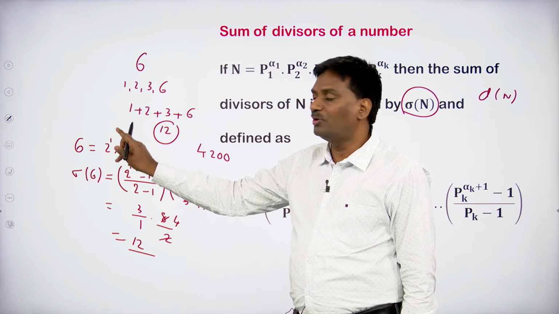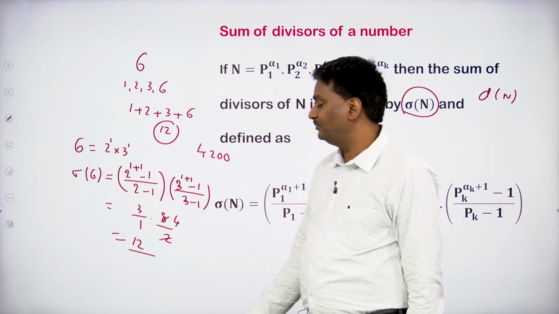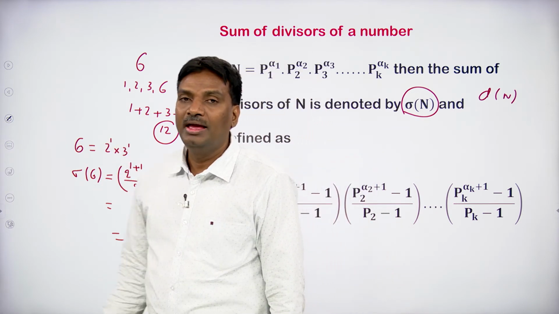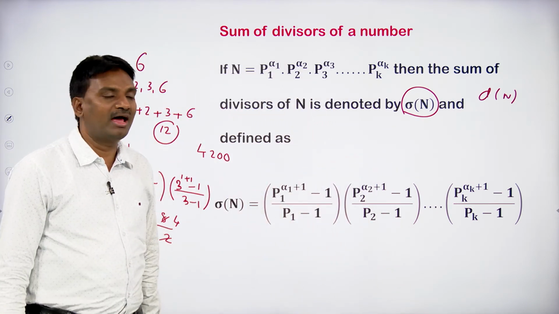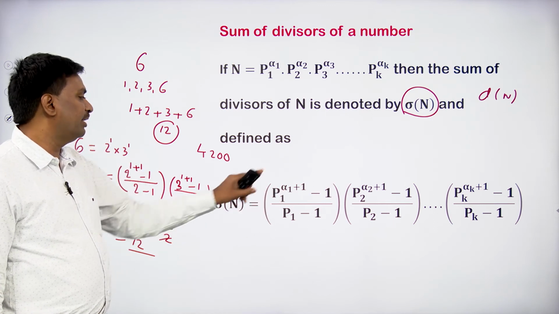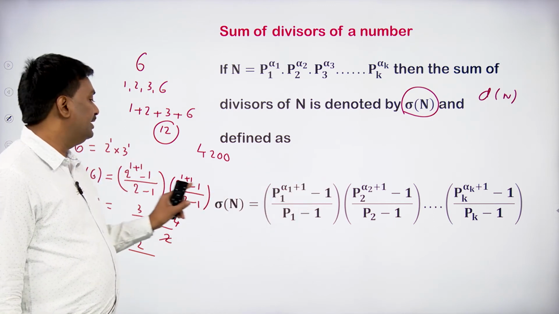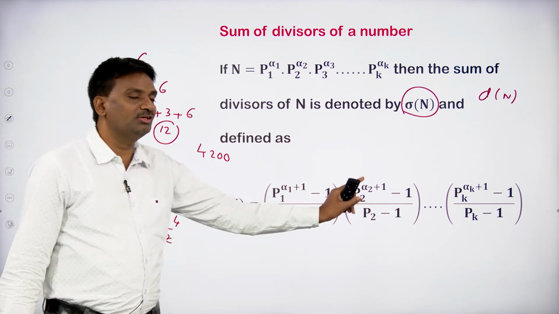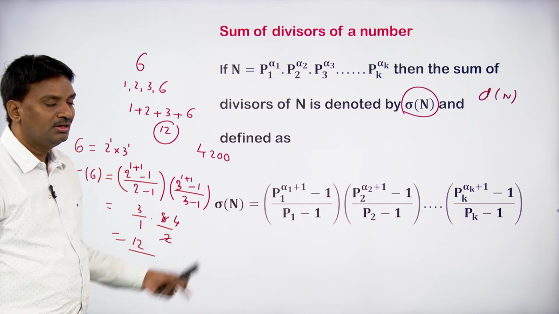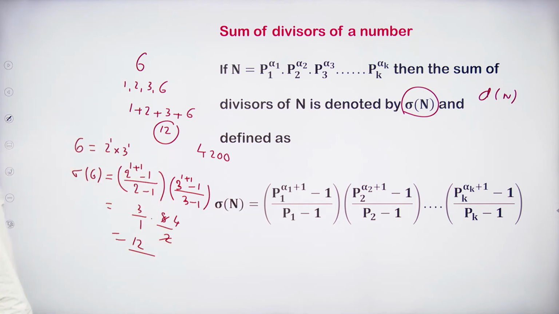Express 6 as 2 power 1 into 3 power 1. So use this formula sigma n, n means 6. So sigma 6 equal to P1 power alpha 1 plus 1 minus 1 by P1 minus 1. So 2 power 1 plus 1 minus 1 by 2 minus 1 into 3 power 1 plus 1 minus 1 by 3 minus 1. By simplifying we have gotten 12. Okay, so take the screenshot of this slide.